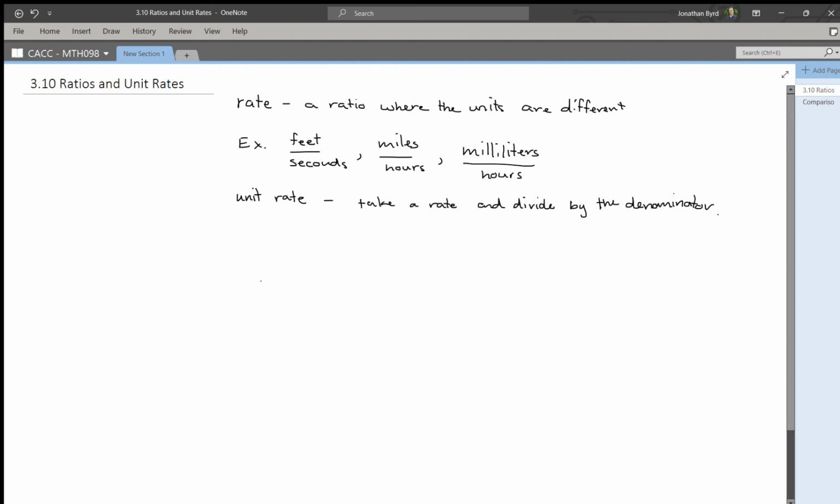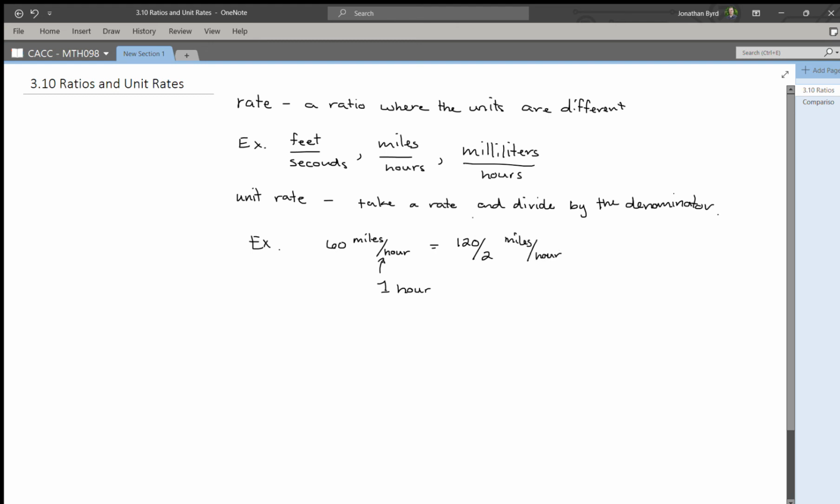So this is really common in terms of, like, speed. We would say, for an example, that you're traveling at 60 miles per hour. So here, the rate is a unit rate because the denominator is 1 hour. It would be equivalent to saying I travel 120 over 2 miles to hours.